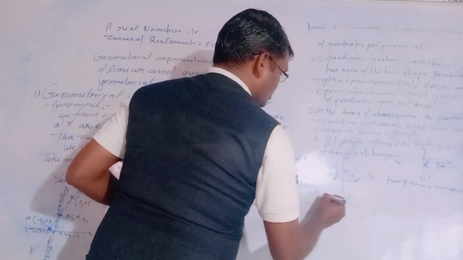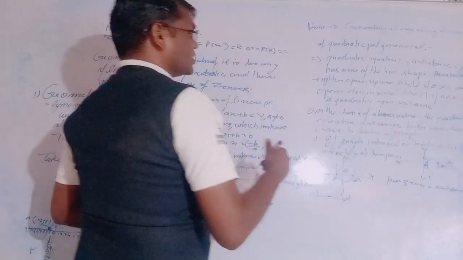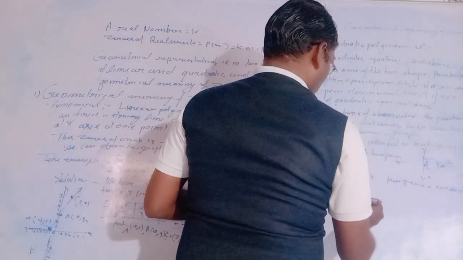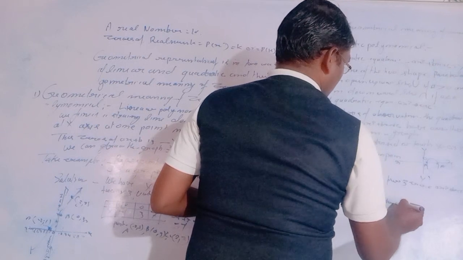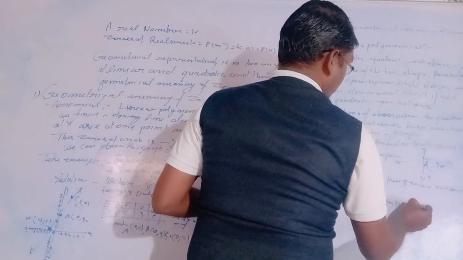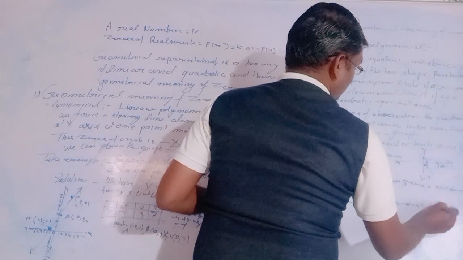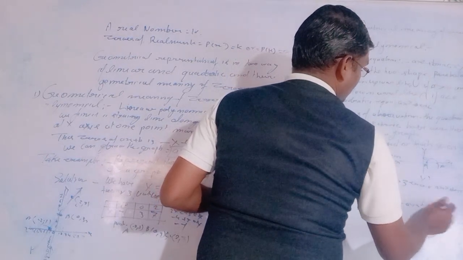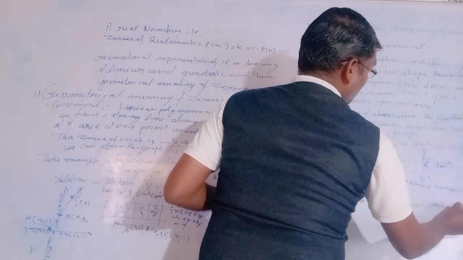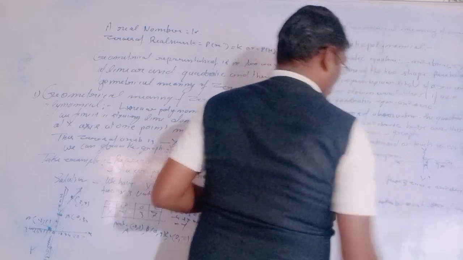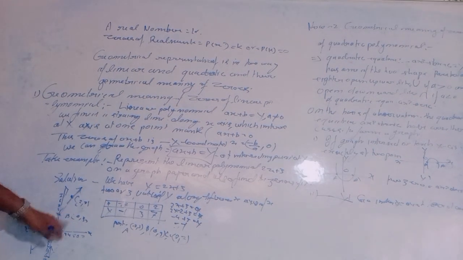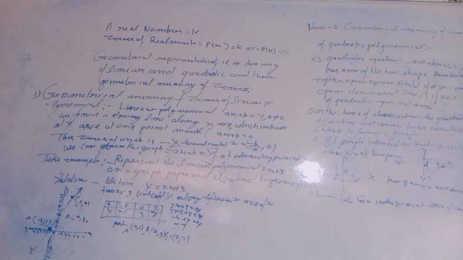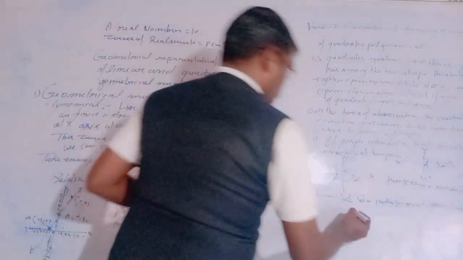In the second condition, if the graph intersects the x-axis at exactly 1 point, then the two points A and A dash coincide, so it will be a single point.